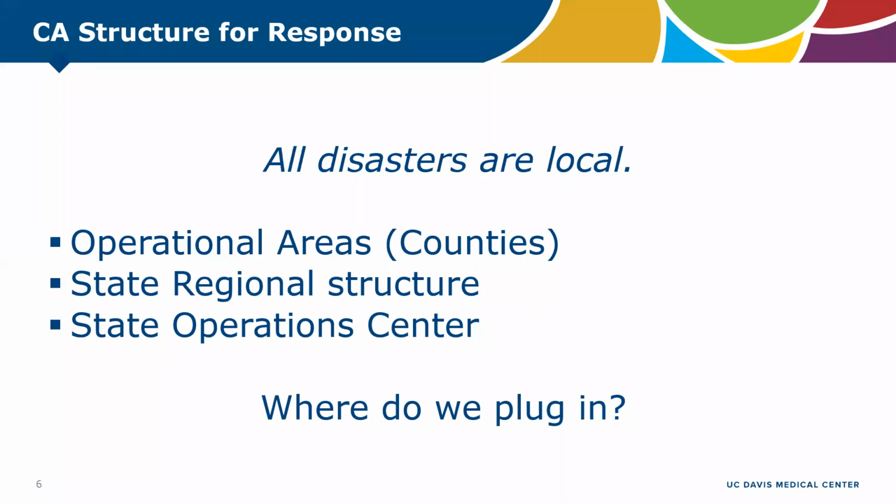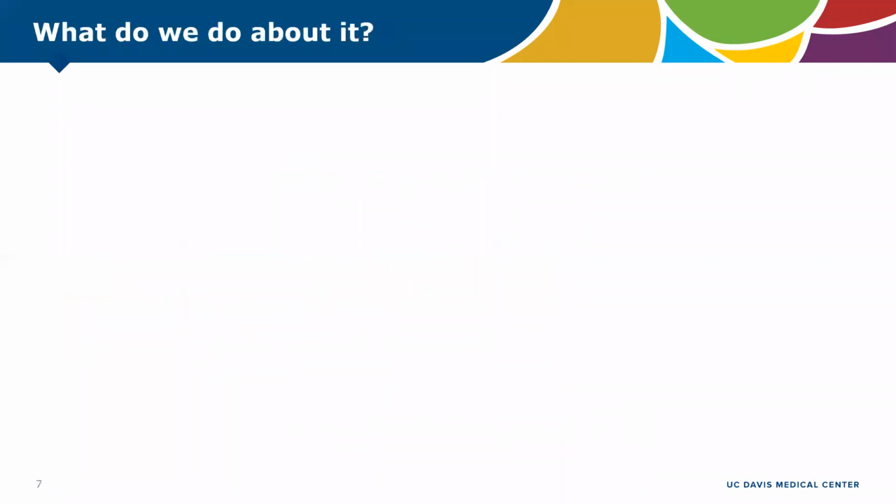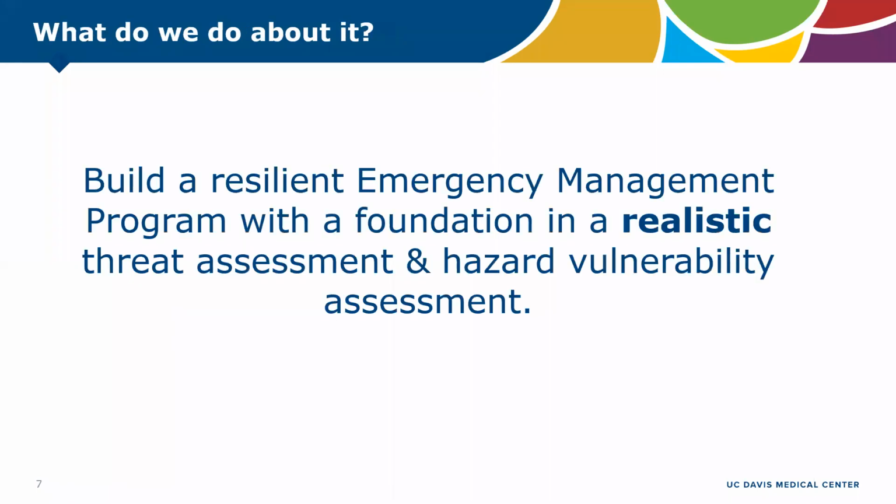So where do we plug in? We want to make sure that we are focusing on what we're going to be doing in our locality within our organization. Incident command system informs how we want to do that. If we need to plug in, what do we need? We need an emergency management program that has resilience and a foundation in a very realistic threat assessment and hazard vulnerability assessment. This is the foundation of the preparedness that you want to conduct with your organization before the big stuff happens.